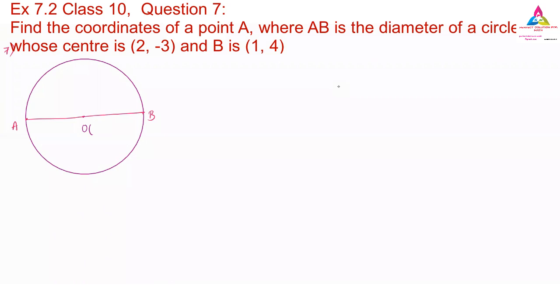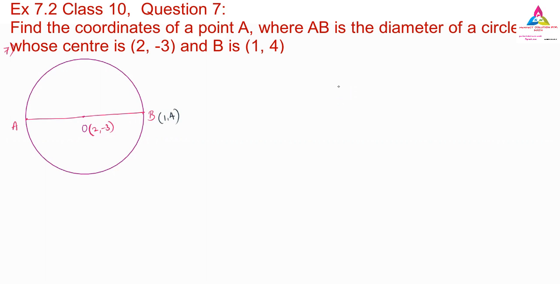They have not mentioned what the center is called, so directly I will mention it as O, whose coordinates are 2, minus 3. The coordinate of the center they have mentioned, that is 2, minus 3. And they have also mentioned the coordinate of B, which is 1, 4.